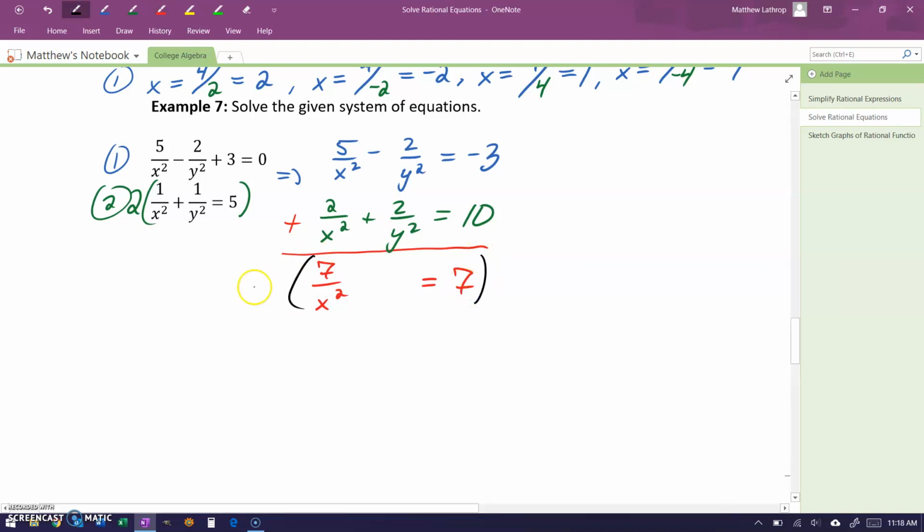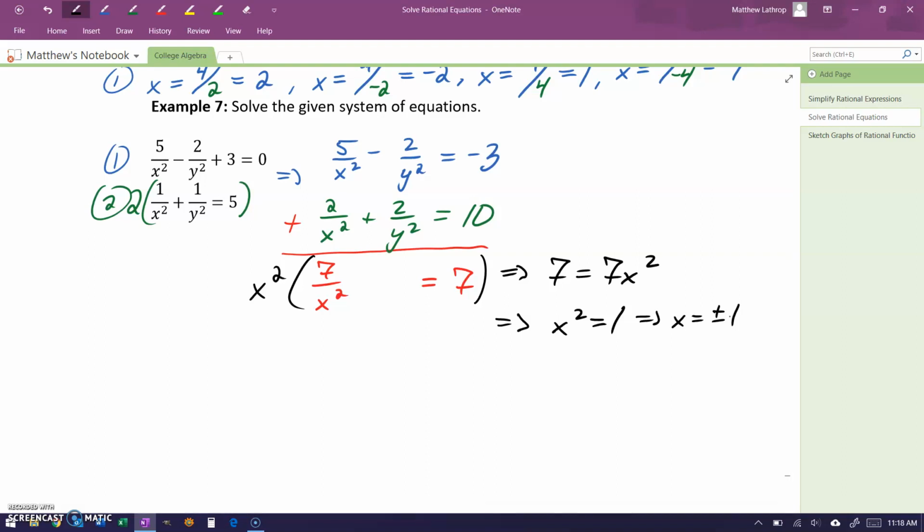We'll multiply both sides by that common denominator of x squared to get 7 is equal to 7x squared, or x squared is equal to 1. Taking the square root of both sides then will give us x is equal to either plus or minus 1. So we have two different values for x. Now we'll need to plug those values back in to solve for y.